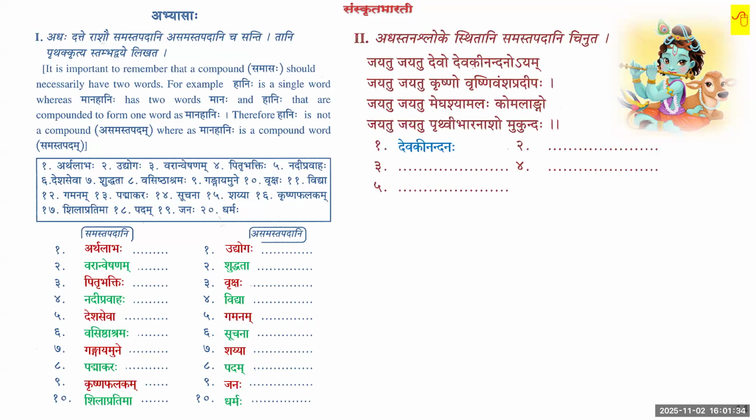Okay, so let us finish this sheet. Adastana shloke sthitani samastapadani chinuta. This is nice. Adastana means that which is standing below. Shloke, in the shloka below. Sthitani, those which are present. Samastapadani, which are compounds. Chinuta, select them, I mean, identify them.